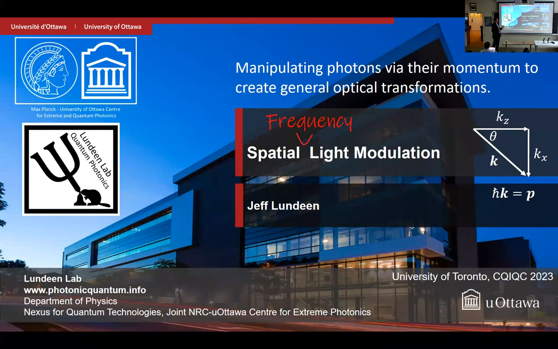I'll try to stick with momentum throughout this talk, but I might change a little bit accidentally. I'm from the University of Ottawa. I'm in the physics department there, and I lead an experimental group. You have your quantum institute; we have a new quantum institute called the Nexus for Quantum Technologies. I'm also part of a joint center with NRC. We also have a Max Planck Center in collaboration with the Max Planck Institute for the Science of Light in Erlangen and the Max Planck Institute for Quantum Optics in Garching. We have lots of exchanges between them and us.